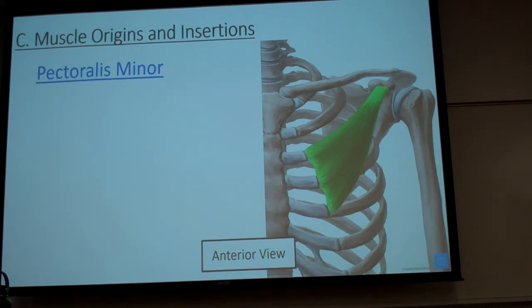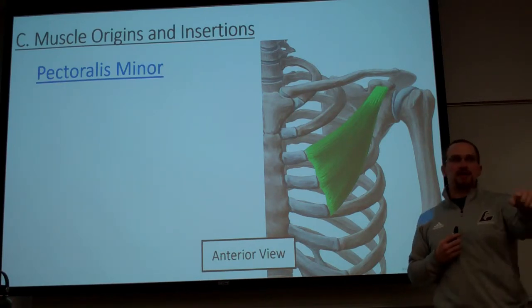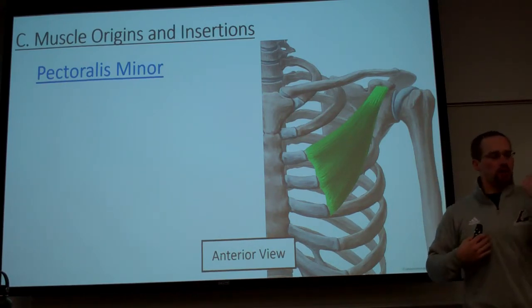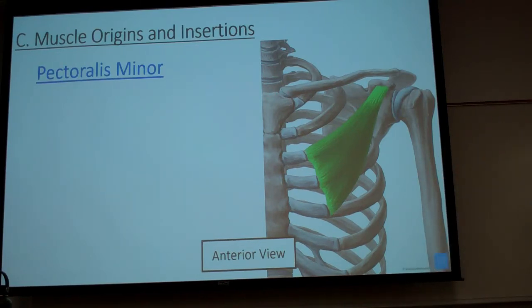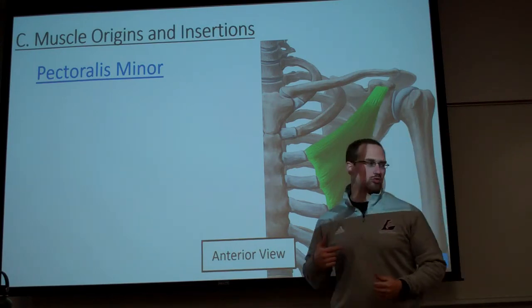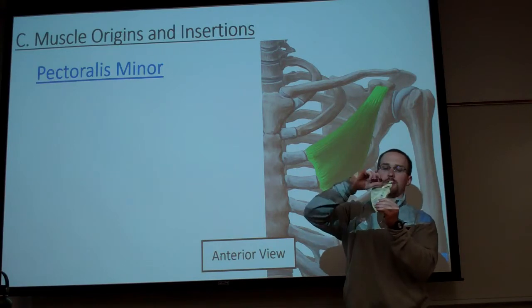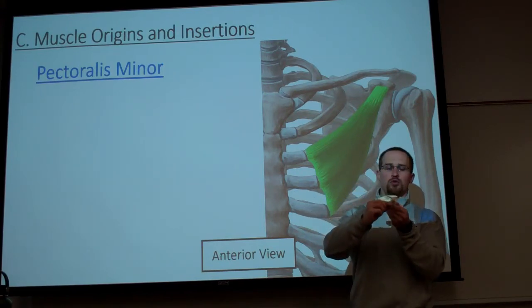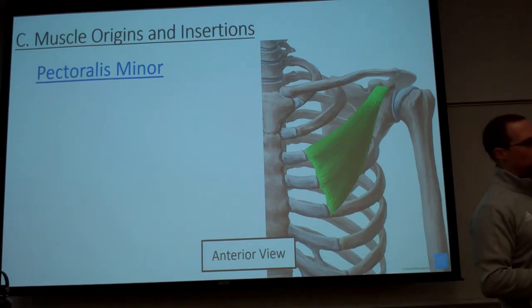So if this is coming forward here, we're automatically thinking protraction. It's going to pull the scapula forward. So that's helping with protraction. In addition, it helps with downward rotation. Okay, so we're taking our scapula here. It's going to pull forward. It's going to twist it down. So we've got some downward rotation as well with it.